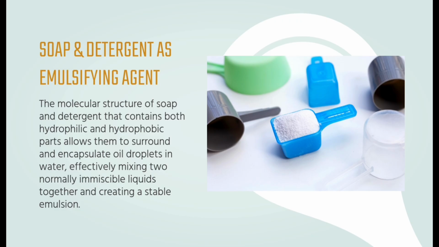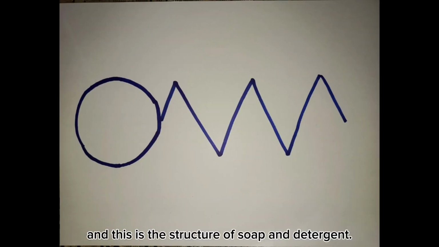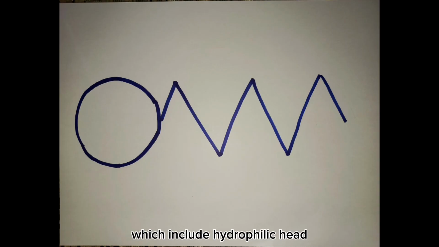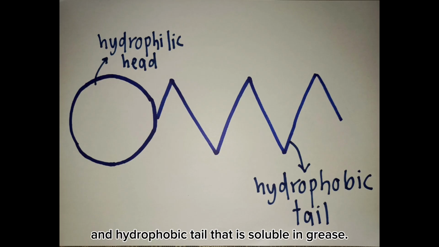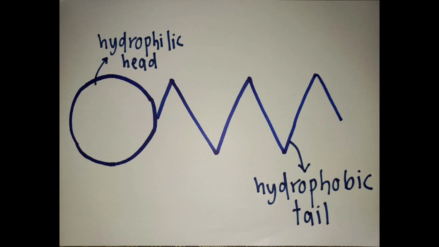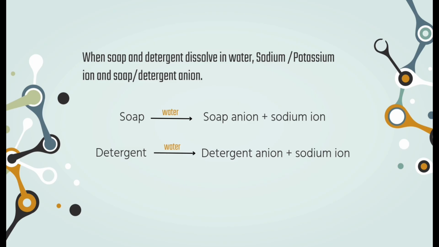This is because the molecular structure of soap and detergent, which contains both hydrophilic and hydrophobic parts, allows them to surround and encapsulate oil droplets in water, effectively mixing two normally immiscible liquids together and creating a stable emulsion. And this is the structure of soap and detergent, which includes a hydrophilic head that is soluble in water and a hydrophobic tail that is soluble in grease. Chemically, when soap and detergent dissolve in water, sodium or potassium ions and soap and detergent anions are produced.